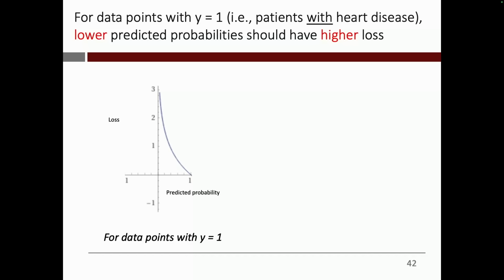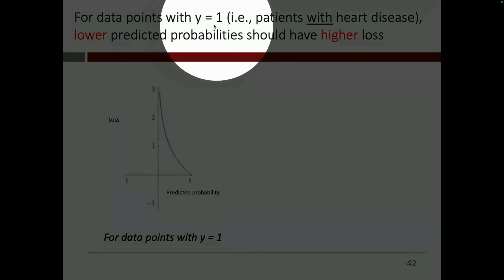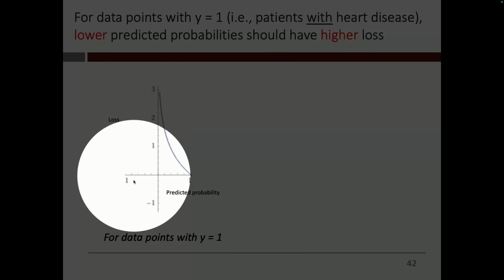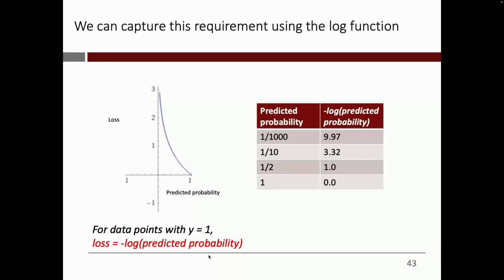So just to recap, this is what we want. For points with y equals 1, lower predictions should have higher loss. We want something like that. And it turns out there's a very simple loss function which literally just uses the logarithm, which will get the job done. You literally do minus log of that predicted probability. That's it. And that thing has exactly that shape.